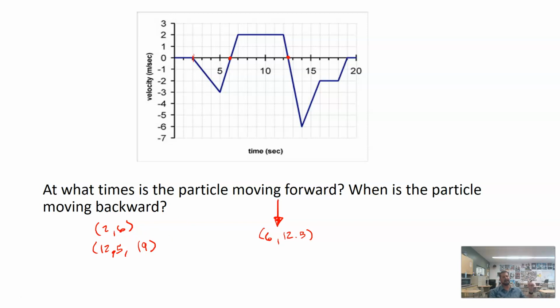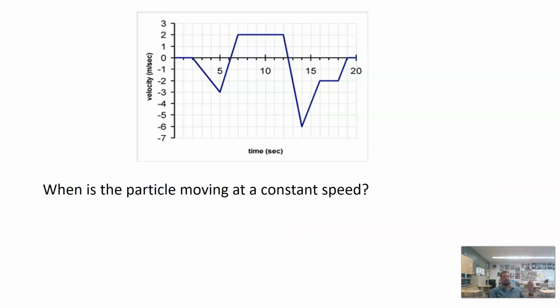When is the particle moving at a constant speed? That's when it's neither speeding up nor slowing down. So in this case, that's when my velocity graph is flat. We would see that that is from 7 to about 12 is what I would say when the particle is moving at a constant speed, because what we're talking about, again, is this flat line up here.